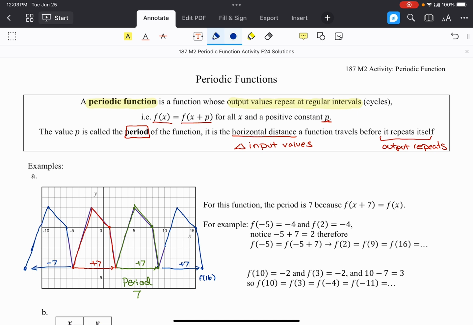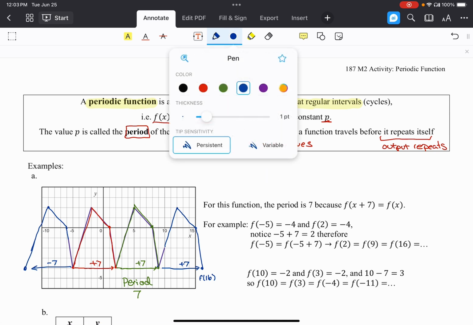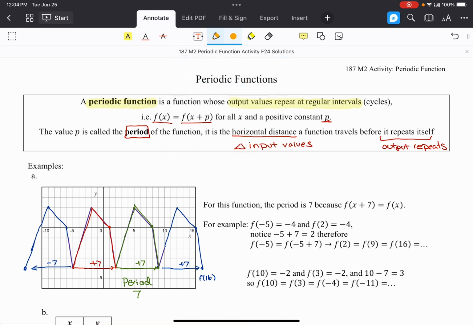And it doesn't just have to be the minimum or the maximum values. We could just pick a random point along the way, and that's what I was showing off here in this second sentence in this activity. So we know that f of 10 is negative 2 right here. Well, guess what? f of 3 is also negative 2 down over here. And if I look, these points, 10 minus 3, are exactly 7 units apart.